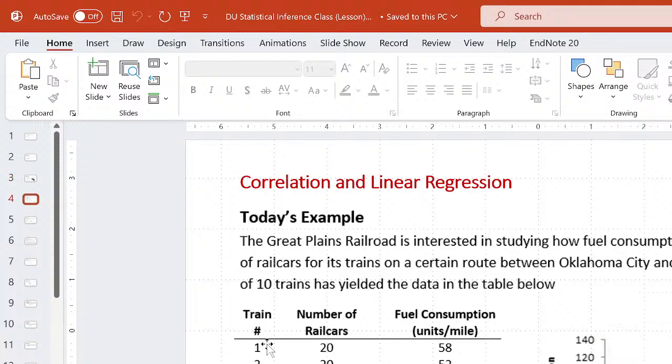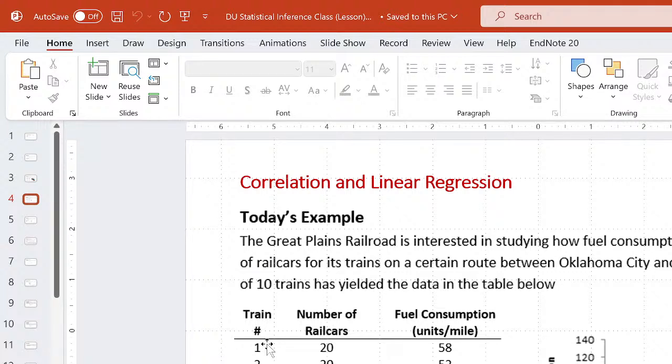So we plotted the points. There's 20, 58. 20, 58 is probably that one right there. Looks like there's another 20. Oh, the two in a row there. Oh, 52. Oh, yeah, okay. So that's the 58 and that's the 52. And we do see that there's this upward trend, supporting our theory that the more rail cars there are, the more fuel is consumed.